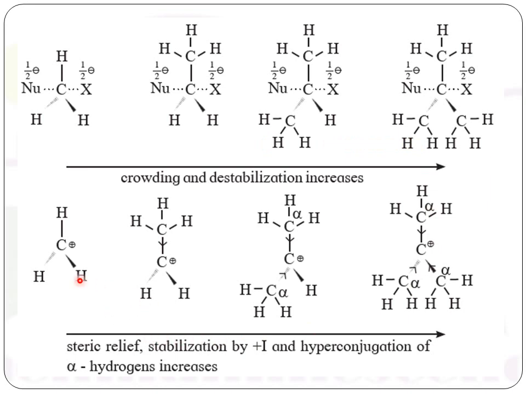In the second, if you see, these are the carbocations. This is the methyl carbocation. This one is the primary carbocation. This is secondary and this is the tertiary carbocation. Due to the planar geometry, we cannot see crowding over here.